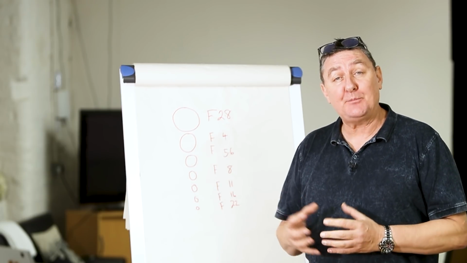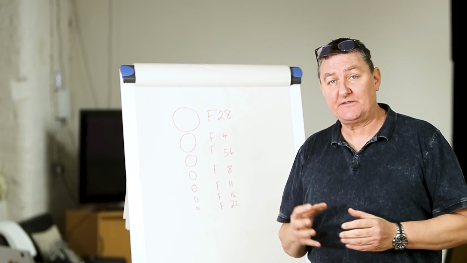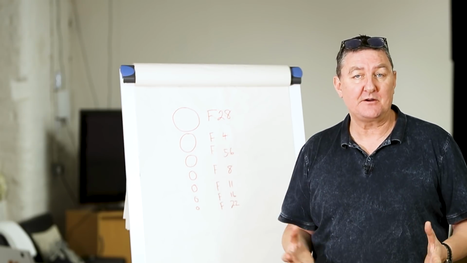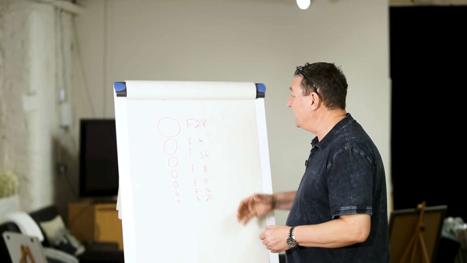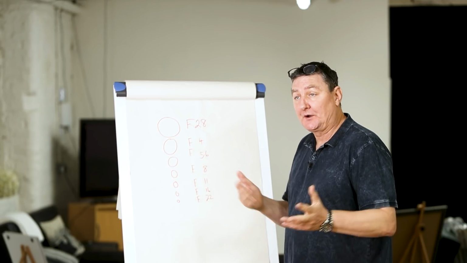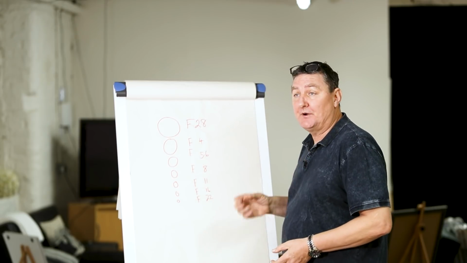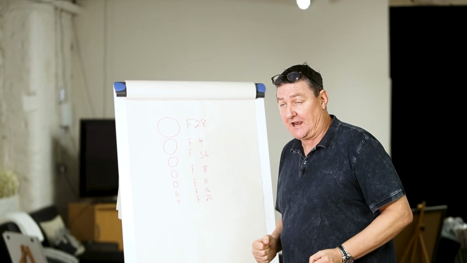Well, your aperture controls depth of field. Depth of field is an amount of image that's in focus as opposed to an amount of image that's out of focus. And the easiest way to remember these numbers relative to the amount of depth of field that they control is simply this. The smaller the number, the shallower the depth of field. The greater the number, the greater the depth of field.